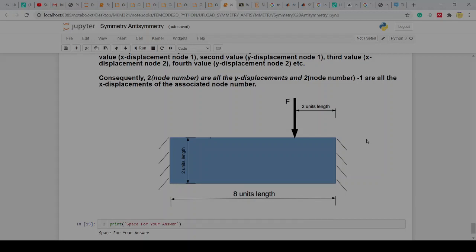So I've sort of given the answer away and a hint, but I want you to think about it and see how you would go about trying to solve this from symmetry and anti-symmetry. So this is where we're heading towards for tomorrow. Thank you.